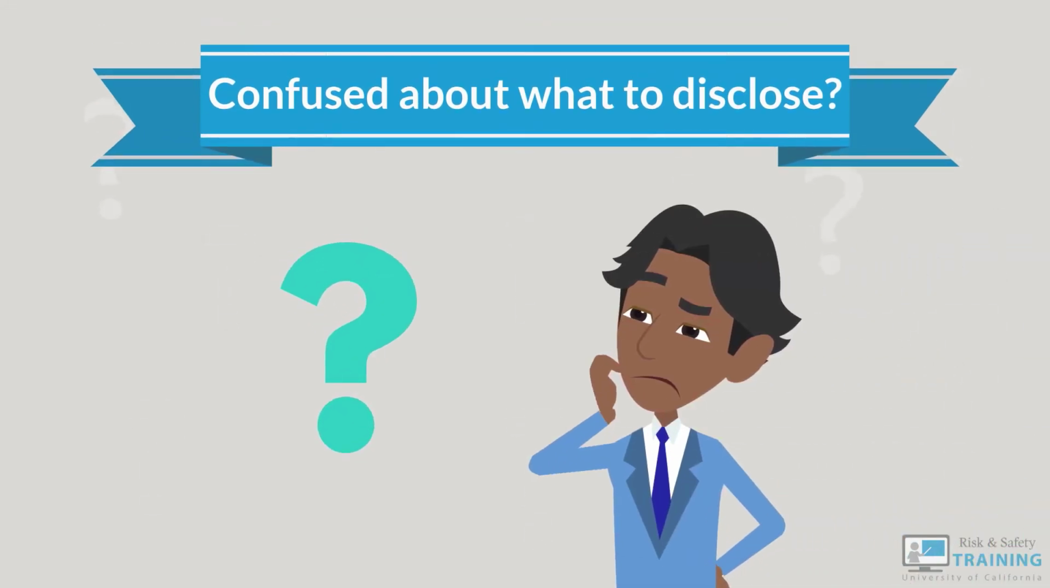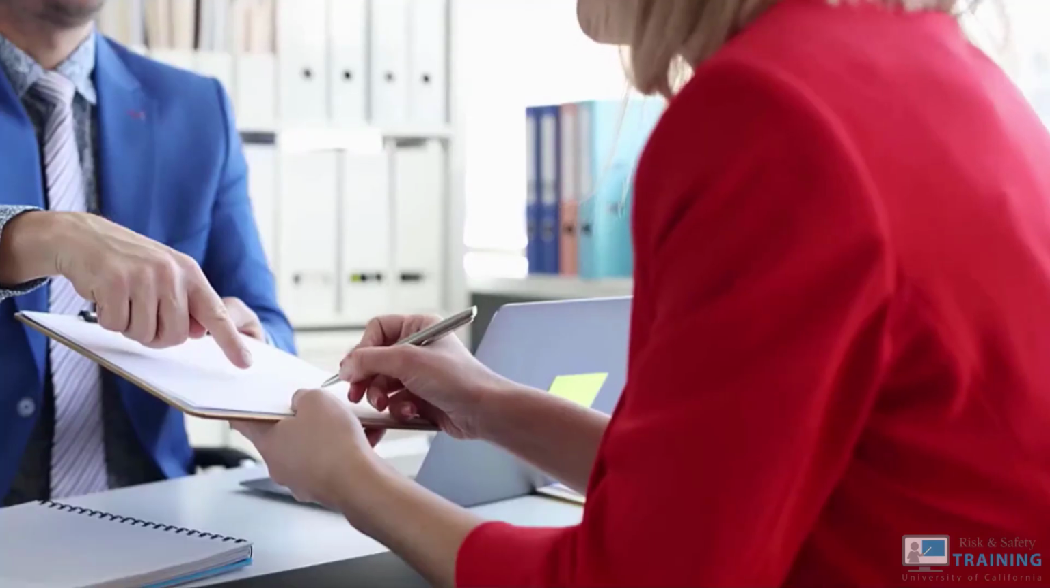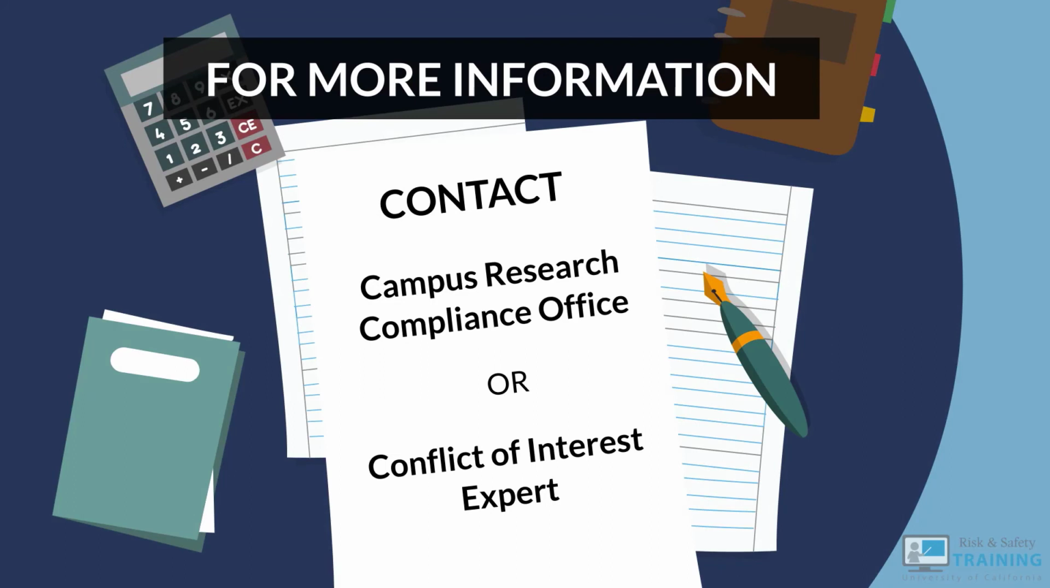Confused about what to disclose? When in doubt, err on the side of disclosure. Seek advice from university experts who will help you maintain compliance and avoid penalty. For more information, contact your local campus research compliance office or conflict of interest expert.